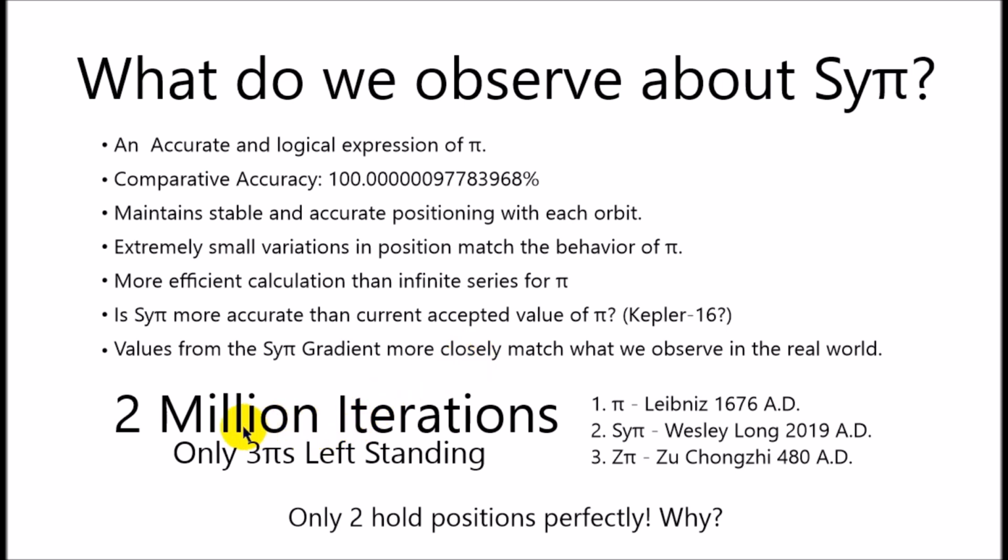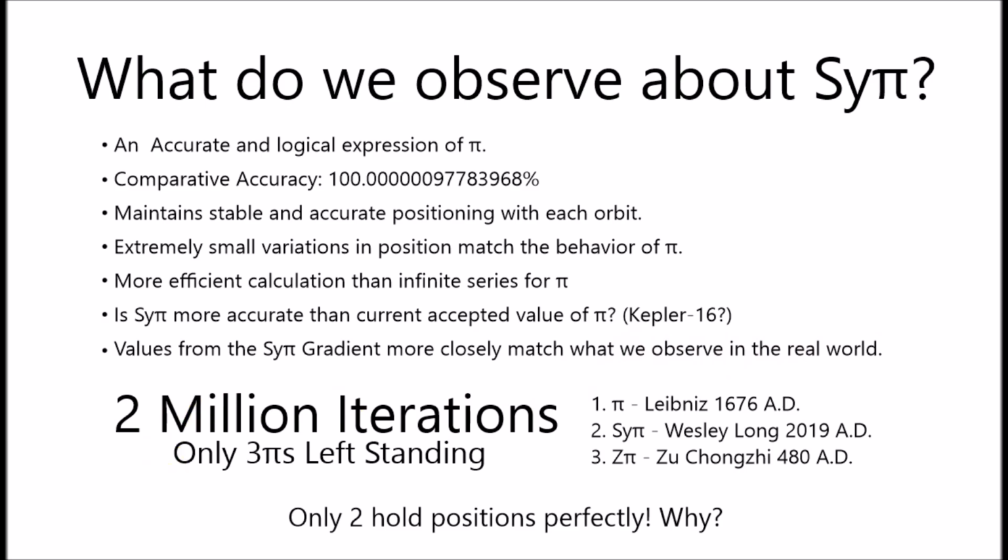So I'm going to start showing you some modeling, and what you're going to see is I've run this equation and iterated more than 2 million times, and there's basically been 3 versions of pi, or 3 different pi formulas, if you will, values of pi over the history of time, and only 3 are standing. 2 have almost perfect positioning, if not perfect position. And one, the number 3 there, the Z pi, I call it, Zhu Chang Z 480 AD, that's coming in at 3rd. It's got a little bit of distortion visually, but it's still holding its own in that exact position. So it hasn't morphed. And I'll show you what I mean by that.